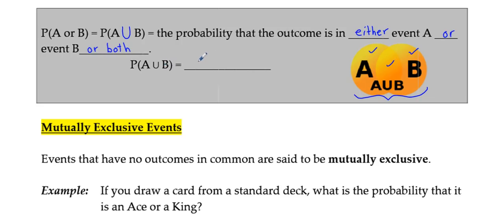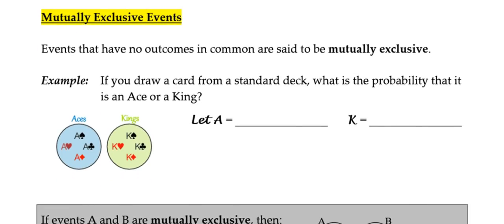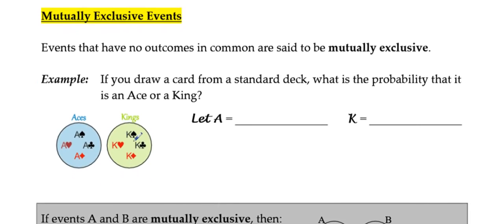So to find the probability, what we're looking for are the number of outcomes that are in A or B. So all of the circle parts divided by the total number of outcomes in the sample space. Now, there's a difference between mutually exclusive and non-mutually exclusive. So with mutually exclusive, that means there is no overlap between the two sets. So they have no outcomes in common.